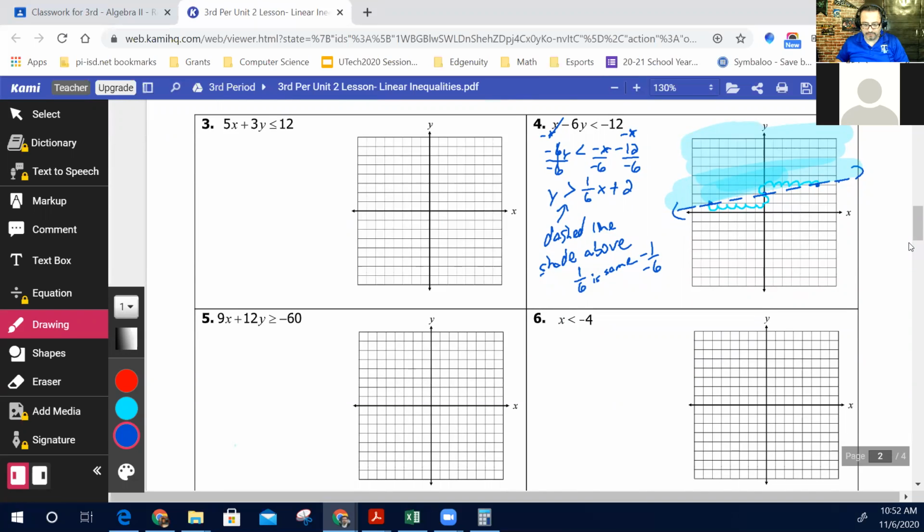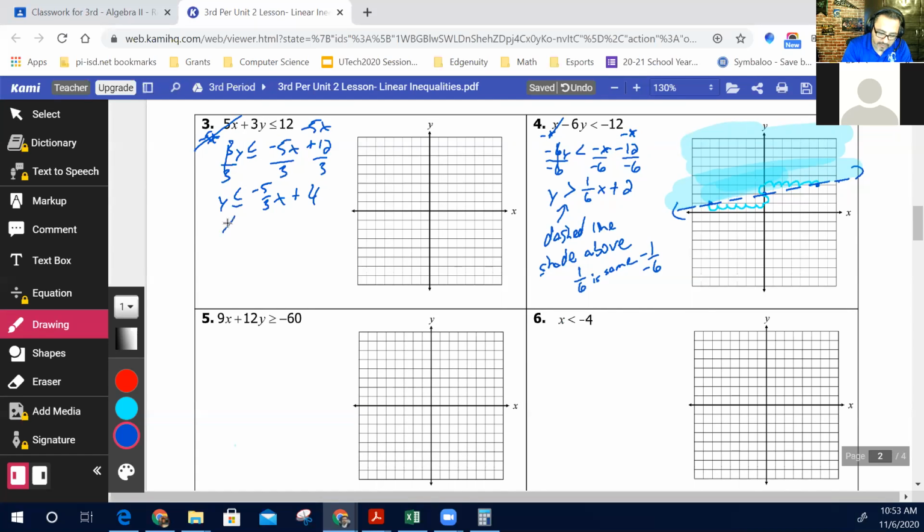Well, this is not in the form of slope-intercept. So I need to rewrite this to solve for y. First things first, let's get rid of this 5x from the left. So I'm going to subtract 5x on both sides. So I get 3y is less than or equal to negative 5x plus 12. I'm putting the x in front because I want it in the form of mx plus b. So now I want y by itself. Well, that means I have to divide each part of this by 3. So y is less than or equal to negative 5 over 3x plus 12 divided by 3, that's 4. Okay, so that is in the form of slope-intercept.